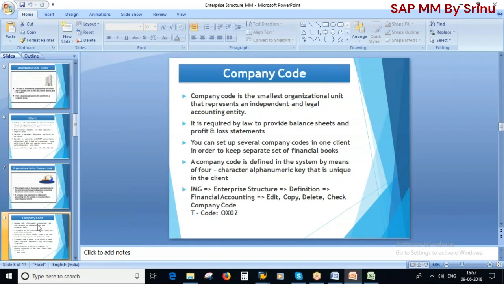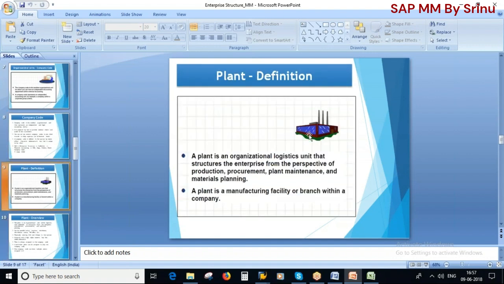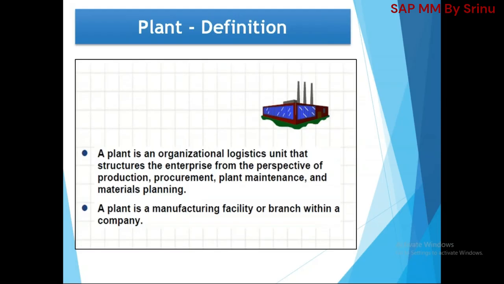Okay, so this is the company code. Now, after the company code, you will have the plant. So, what is plant? Basically, a plant is an organizational logistics unit that structures the enterprise from the perspective of production, procurement, plant maintenance, and planning. So a plant is a manufacturing facility or branch within a company.